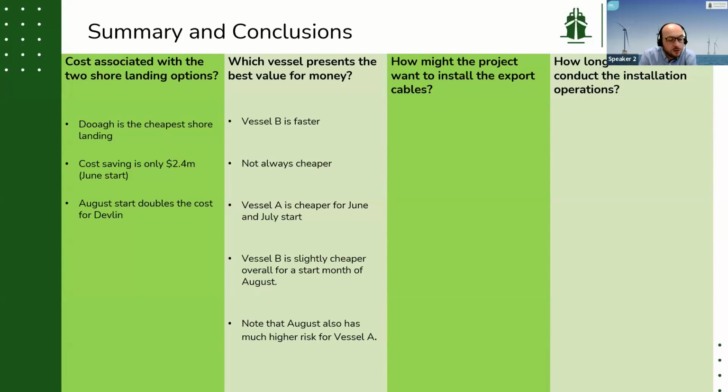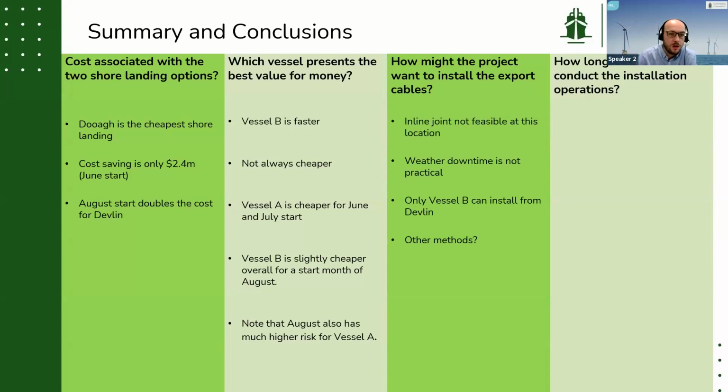Well, we can see that generally vessel B is faster, but it's not always cheaper. And vessel A is generally cheaper for the June and July start dates. Moving into August, it was more expensive, but we then started to see much higher risks for vessel A. And we've also covered that an inline joint is not feasible, and we would need to look at other options if jointing was required, and the weather downtime was just not practical.